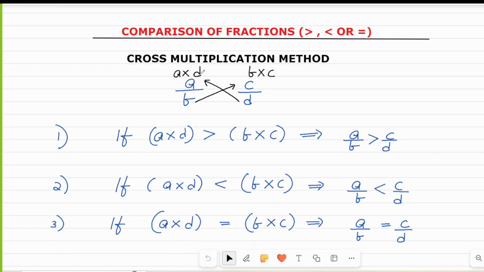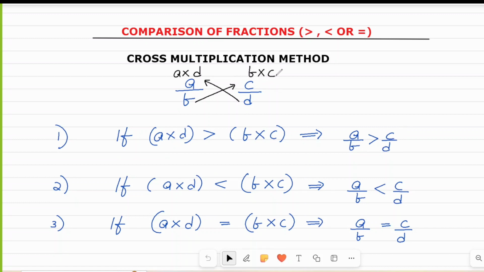Now we will compare the two products that we have found over here. If a multiplied by d is greater than b multiplied by c, that is, the left hand side product is greater than the right hand side, then this fraction a by b is greater than c by d.